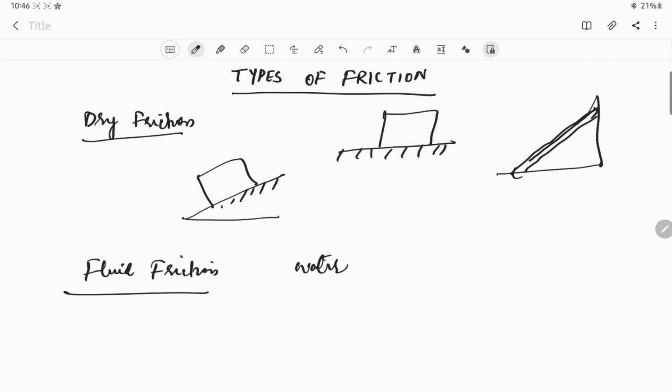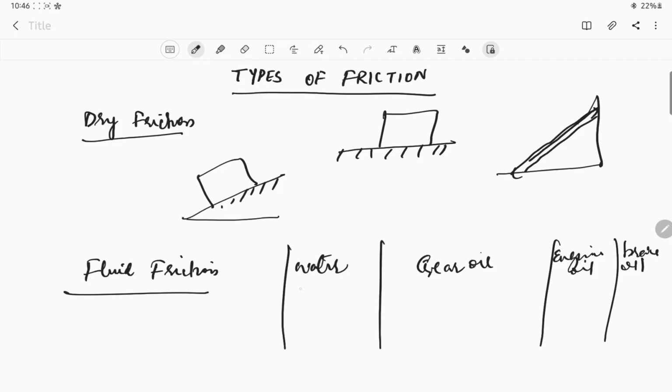This is completely free from any viscosity. Then next we have gear oil, then we have engine oil, then we have brake oil. So many oils we have, and all these oils will have different coefficient of friction, or different viscosity we can say. So every fluid has different friction. So this is nothing but your dry friction and fluid friction.